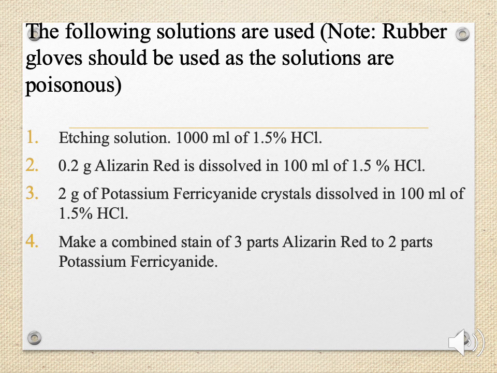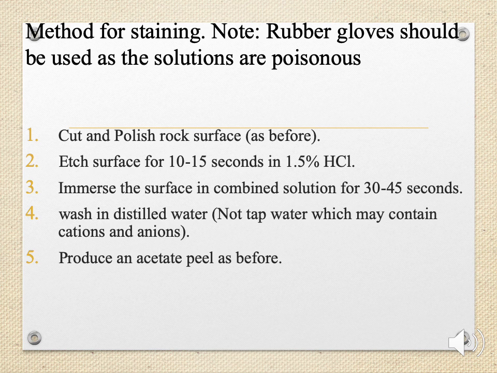Then, in order to make the stain, you want to use 3 parts of alizarin red. So if you use 30 mLs, then you would use 2 parts of potassium ferricyanide, so you would use 20 mLs. If you use 60 mLs of alizarin red, then you would use 40 mLs of potassium ferricyanide, and so on and so forth, depending on how many rocks or thin sections you're staining. And once you mix that together, you have your Dixon solution.